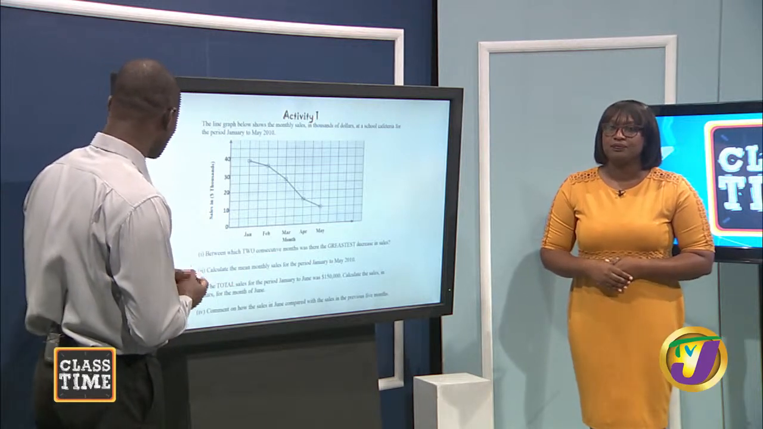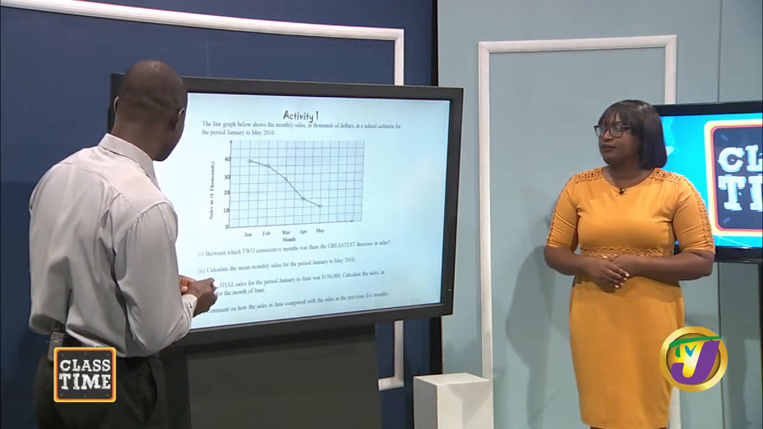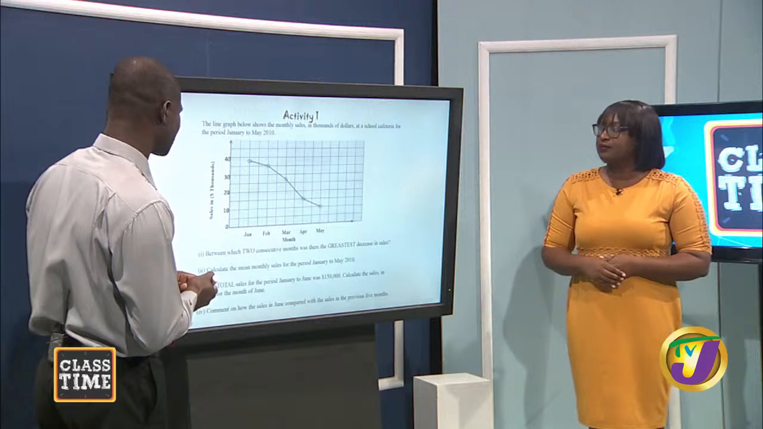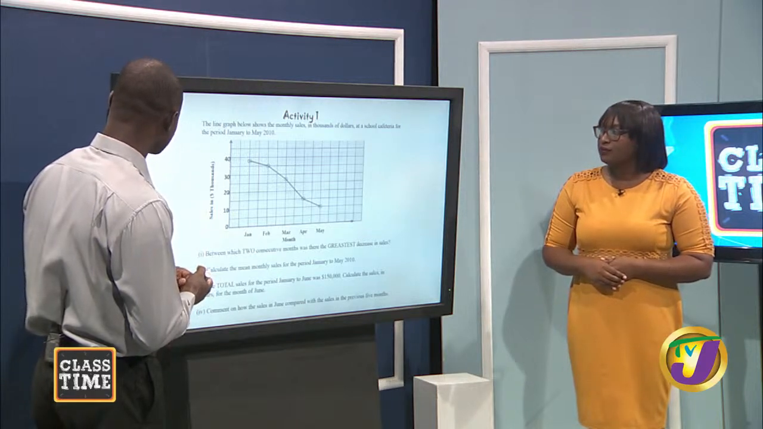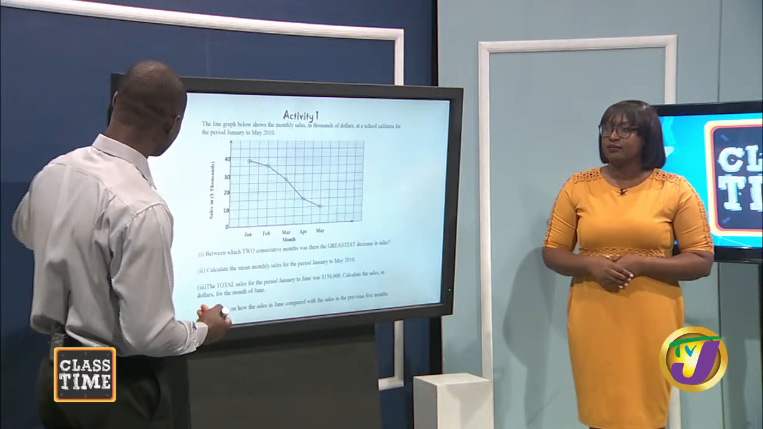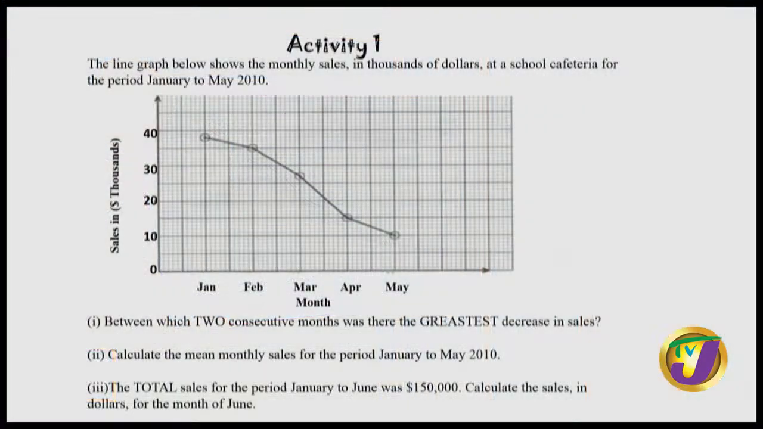So which 2 consecutive months were the greatest decrease in sales seen? We are looking at the dip in the line. Our word that comes to mind is slope, the slope of that line. And when we mention slope, we are thinking about gradient as well. But just glancing at it, we can see that the greatest decrease would be between March and April.